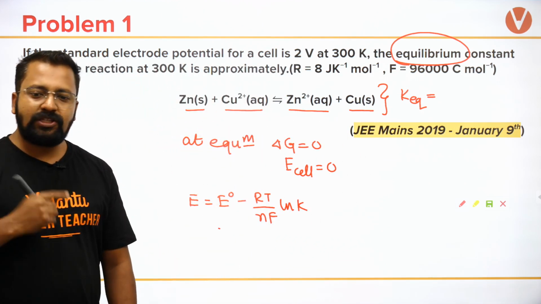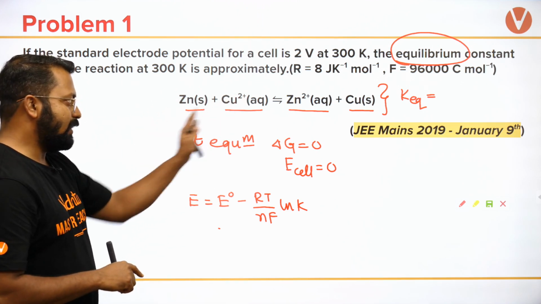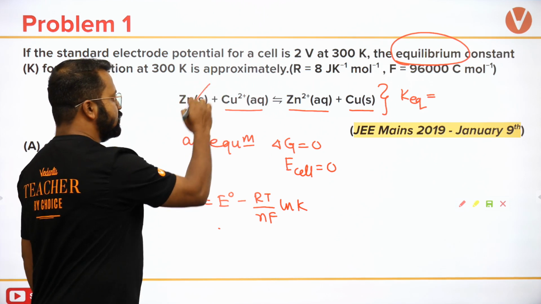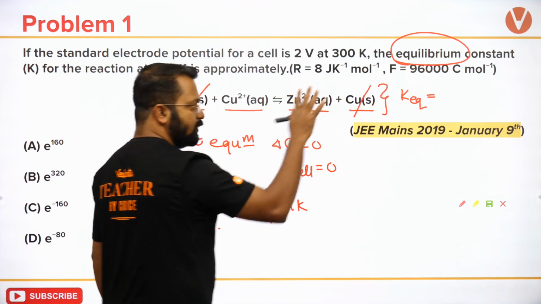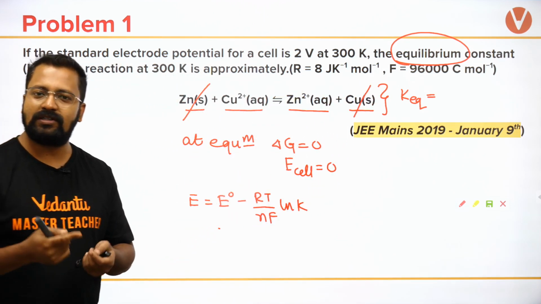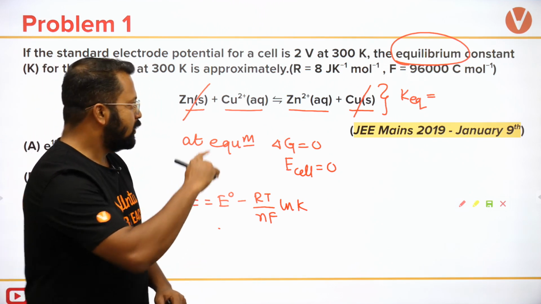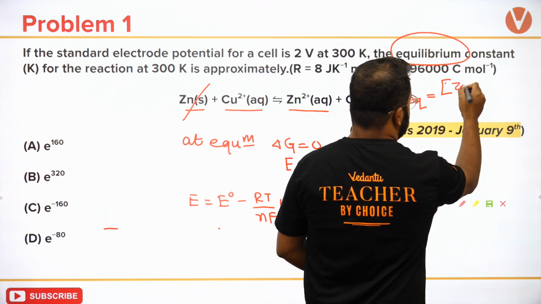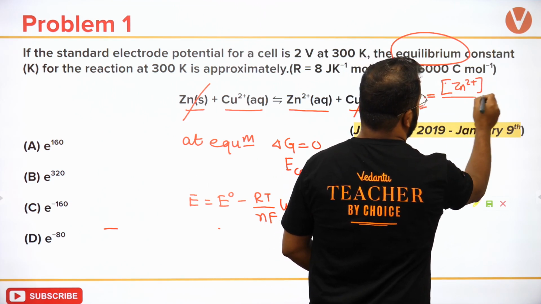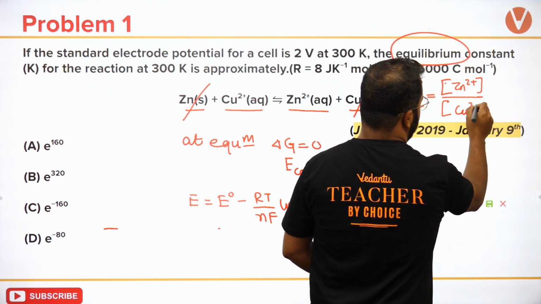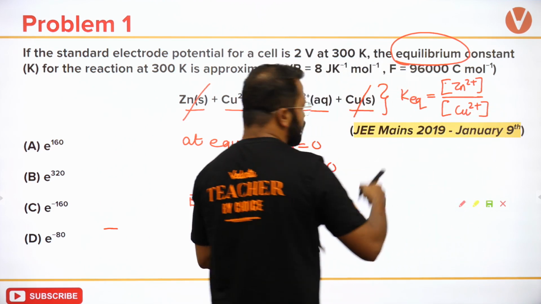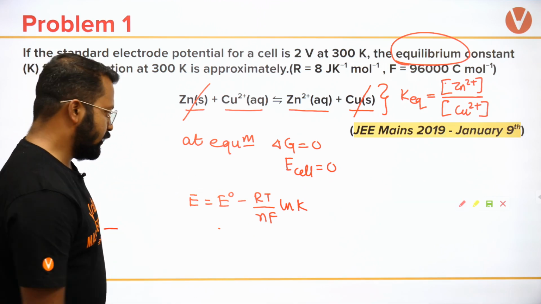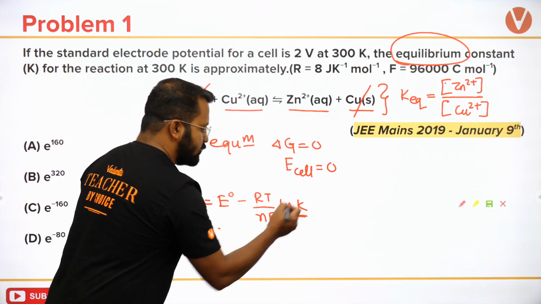Now which among these entities on the reactant and product side is a solid? Solid क्या है? Zinc. So solid को हटा देते हैं. I remove the solid because solid's concentration is taken as 1. What will I have? Product concentration, that is Zn2 plus ion concentration upon Cu2 plus ion concentration. This is what I'm trying to calculate. Now K is to be known.